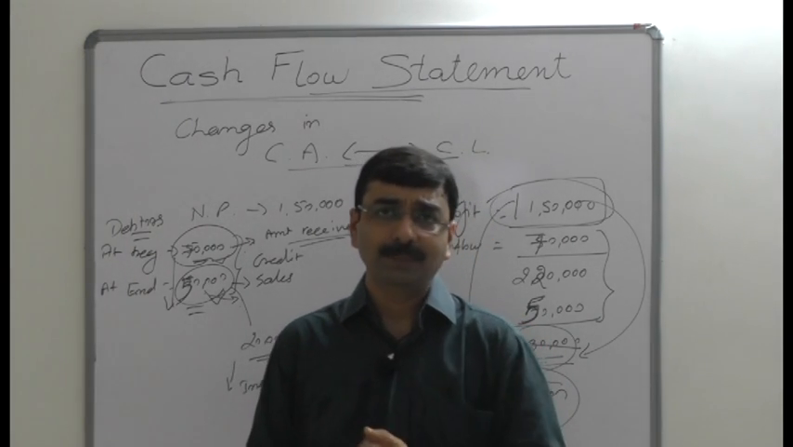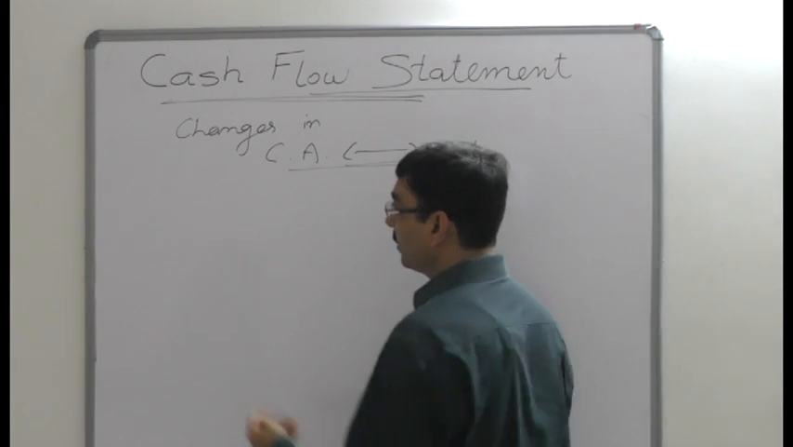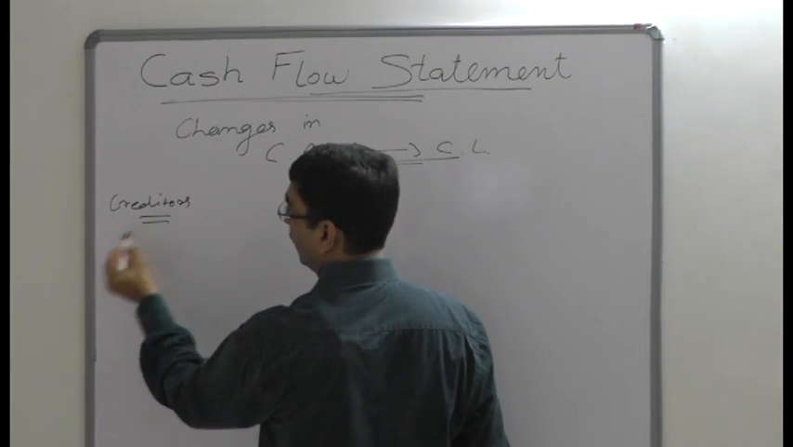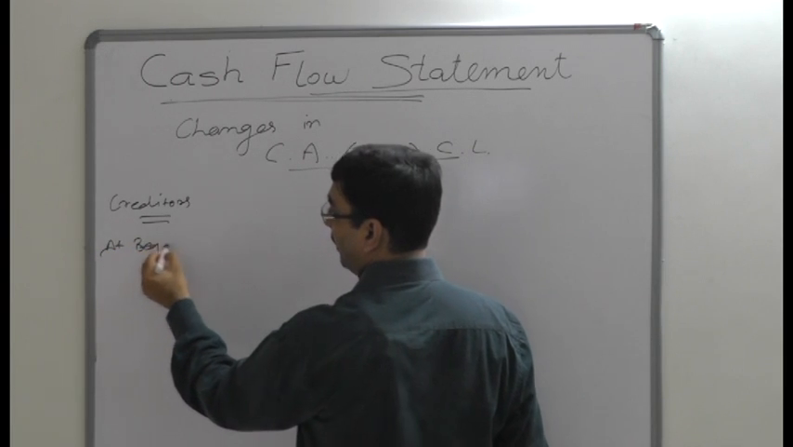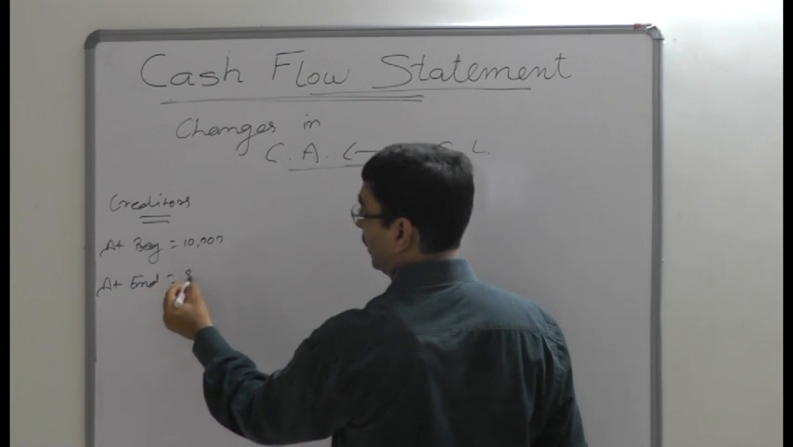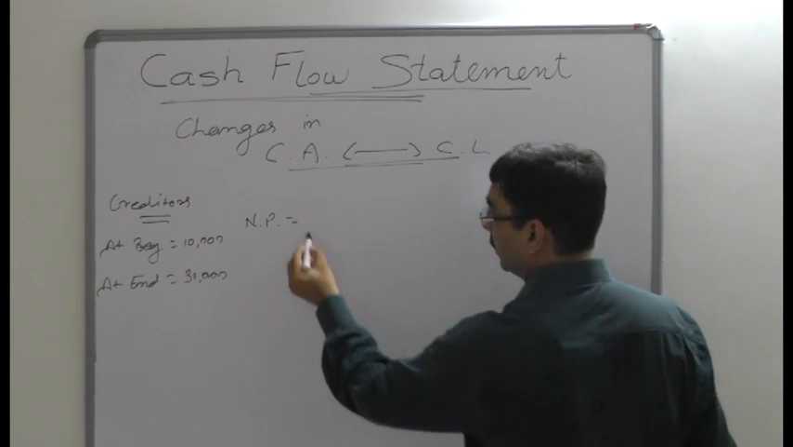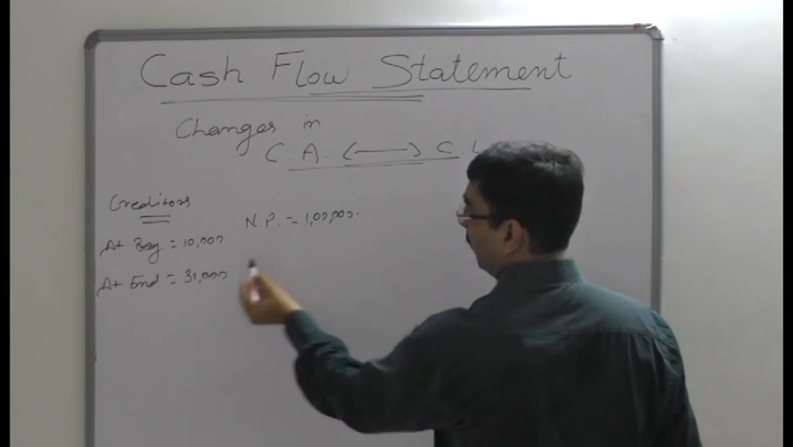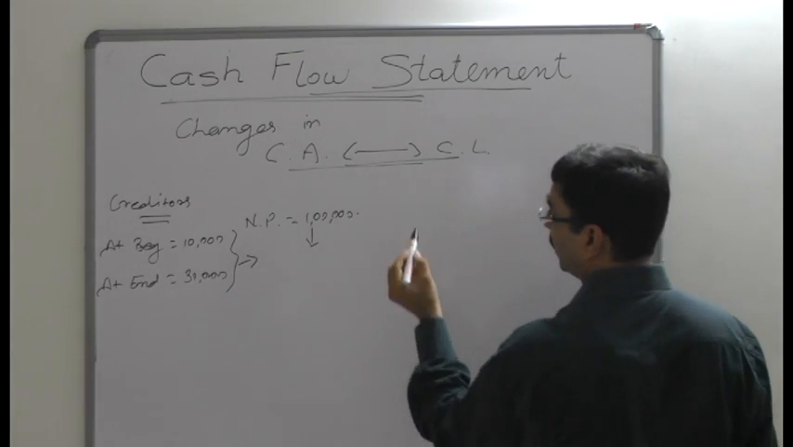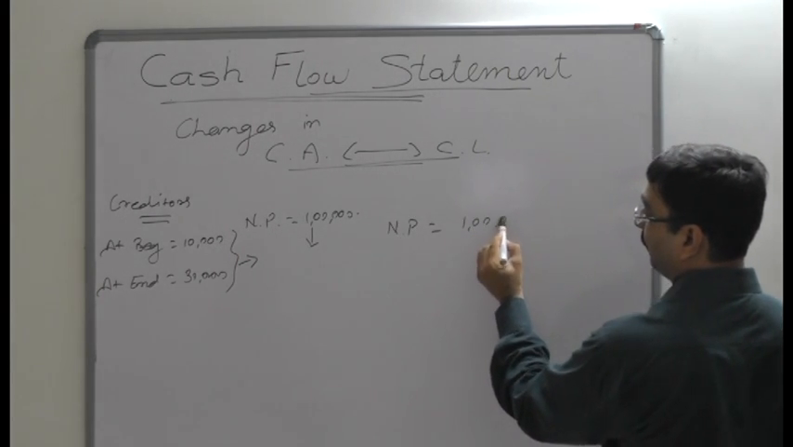Let's see another example for the changes in the current liabilities. In case of current liabilities like creditors, suppose at the beginning we have 10,000 rupees of creditors and at the end we have 30,000 rupees of creditors, and the net profit is rupees 1 lakh. We'll see the changes of these transactions in the net profit and identify what amount of cash inflow and outflow has happened.